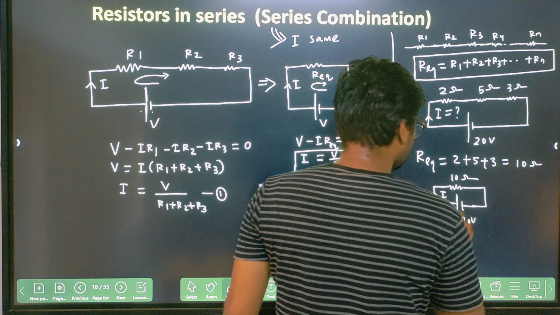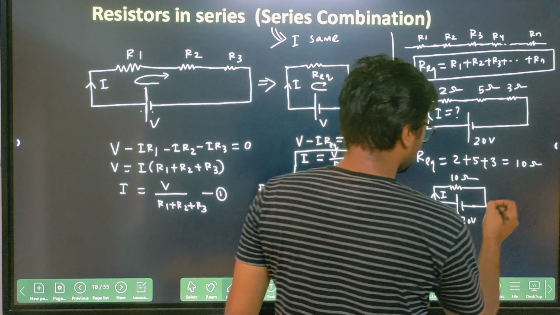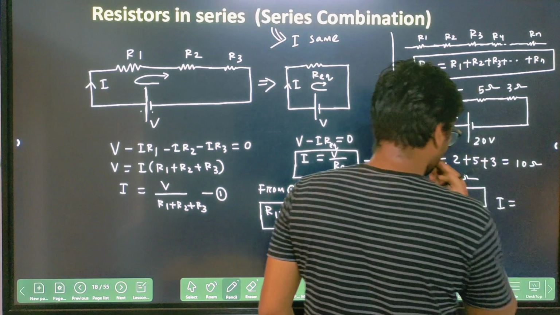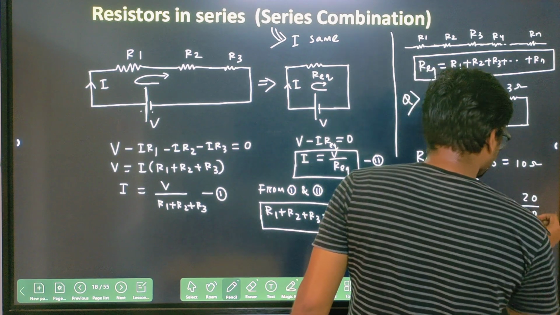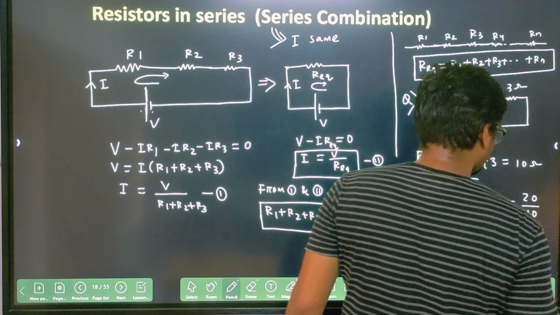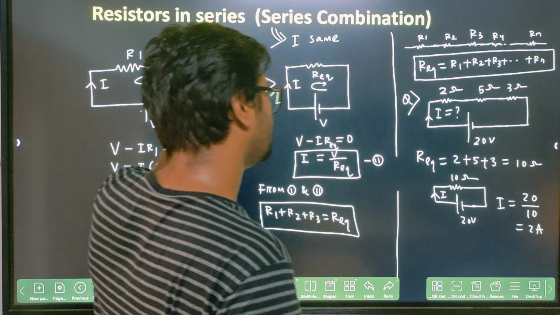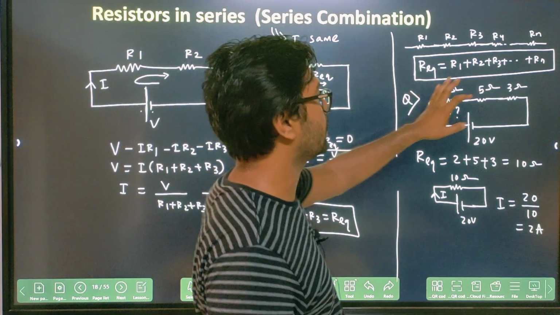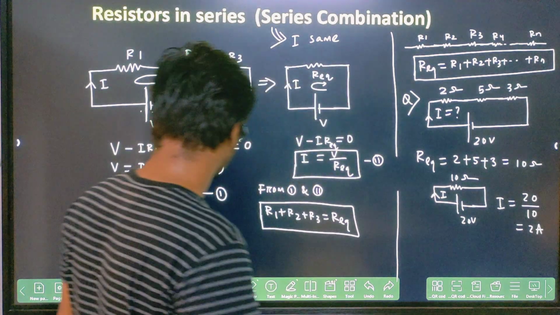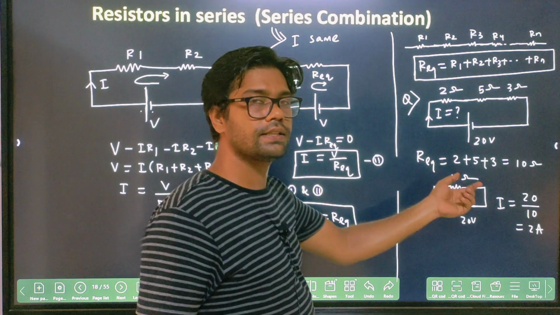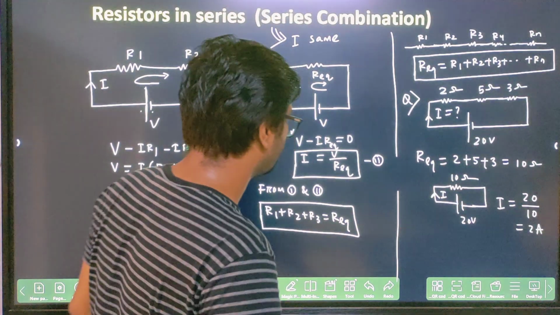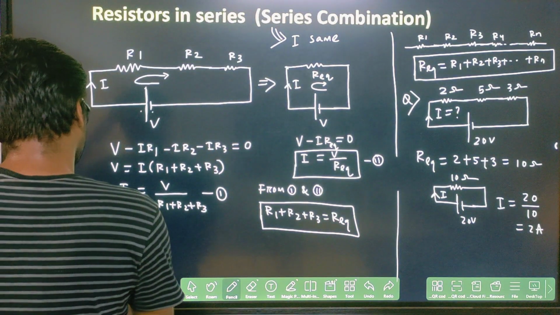and this is your 20 volt. Now you can easily find out the current. Current I equals 20 divided by 10, that is equal to 2 ampere. Clear? This will be the current flowing through this circuit. You can do the problem like this: find the equivalent resistance, put it here, and get the current value.